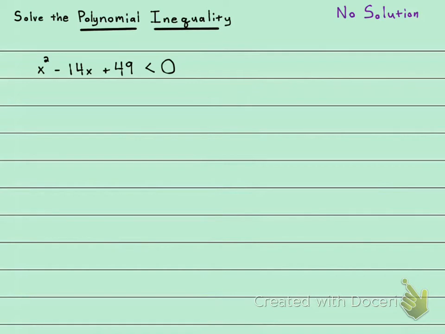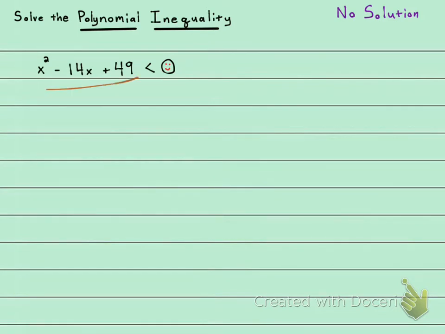So, solve the polynomial inequality. It is a polynomial, 1, 2, 3. It is an inequality because it's less than. I need to first make sure it's equal to 0. Is it equal to 0? Yes. I'll put a smiley face in there.